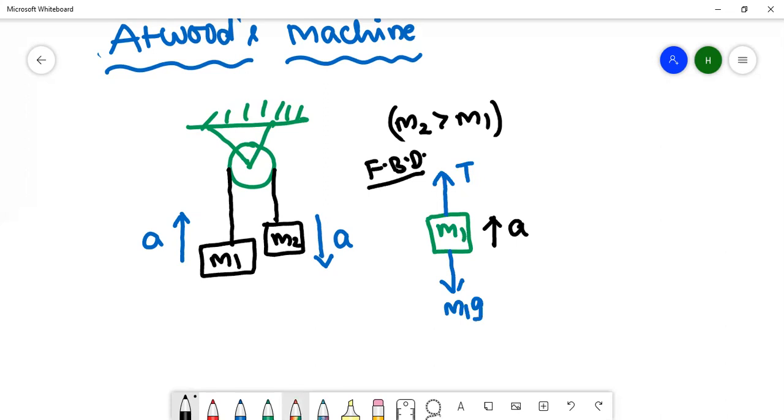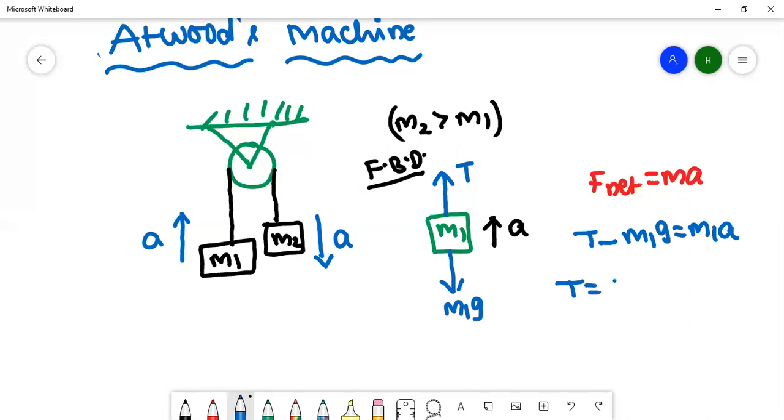From Newton's second law, what we know? We know F net is equal to M into A. So F net is the difference in the net forces. Tension is acting upwards, acceleration is moving upwards, so tension is also upwards. So tension will be positive here. So you can take tension T minus weight M1G is equal to M1A. So then tension T, what you can write? You can write M1G plus M1A. You can keep it as equation 1.